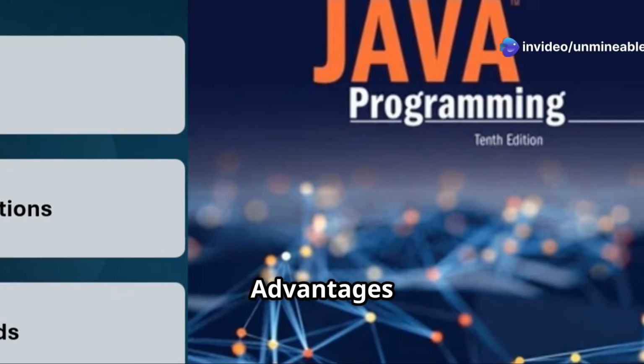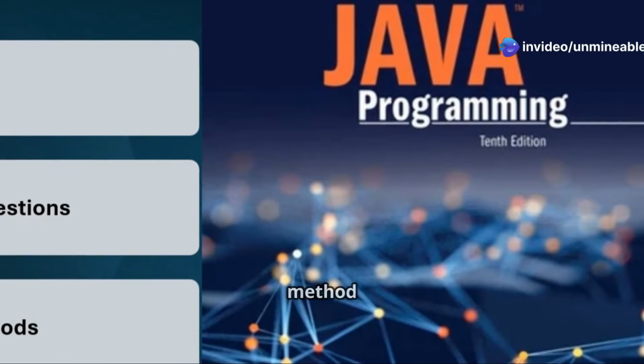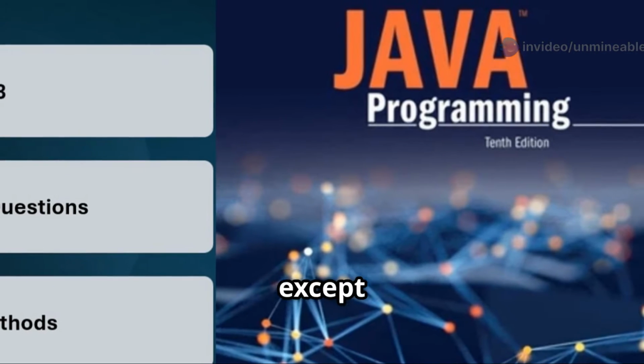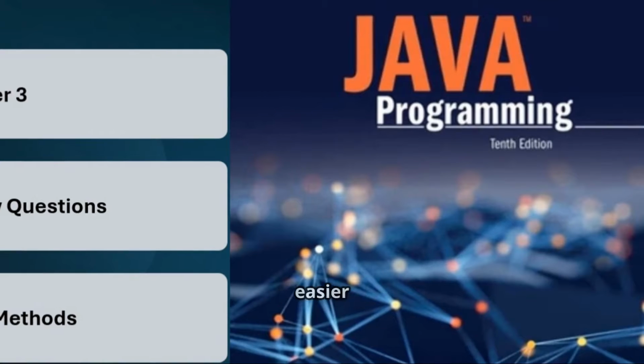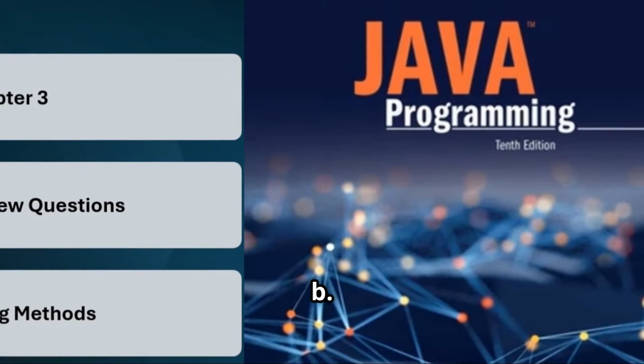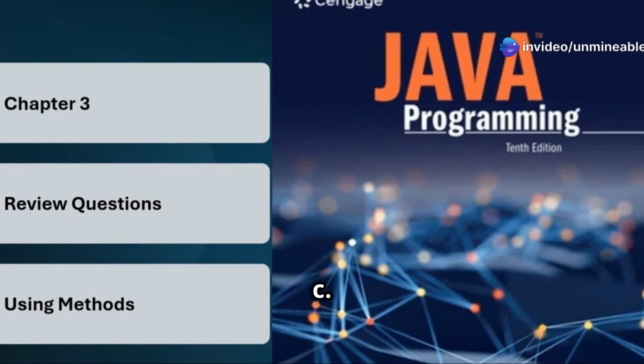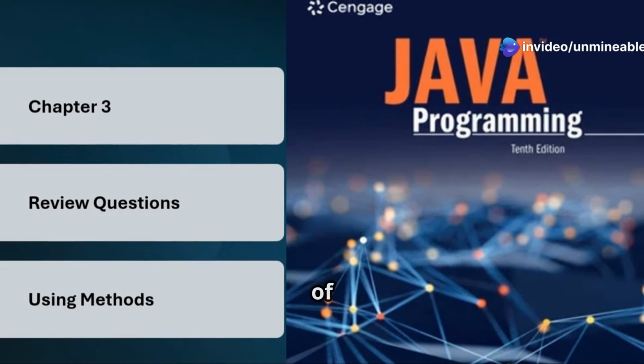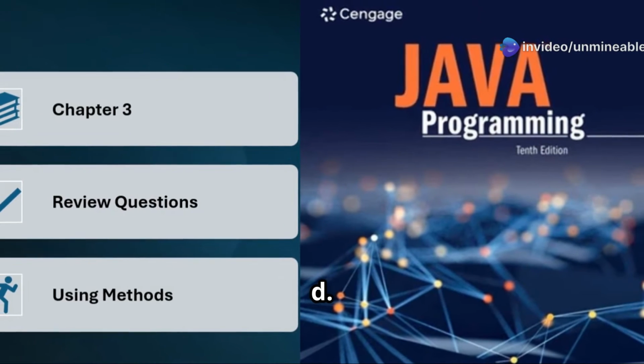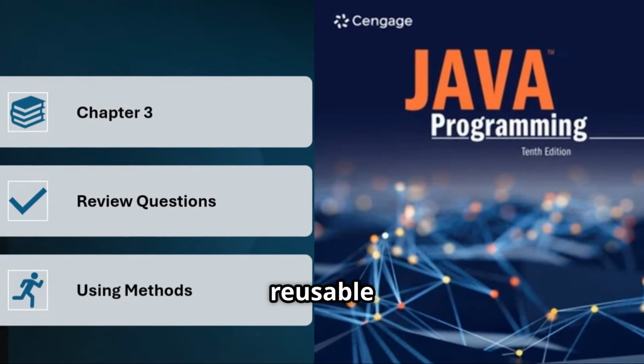Question 1. Advantages to creating methods in addition to the main method include all of the following except: A. The main method is easier to follow. B. All methods are pre-written, saving the programmer work. C. It is easier to determine the overall intent of statements encapsulated in the methods. D. Methods are reusable.